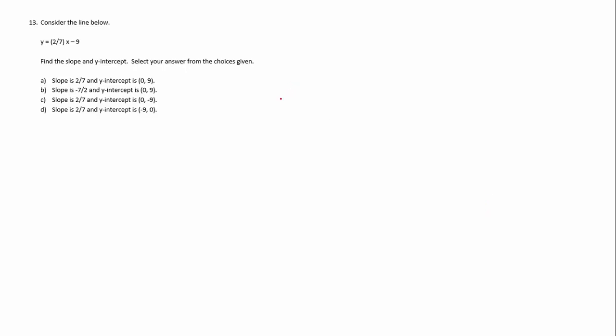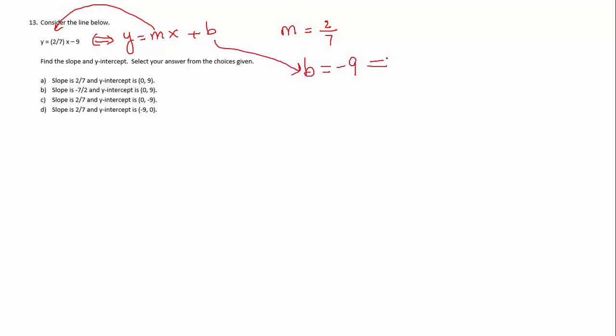Okay, the last question: consider the line below. Find the slope and the y-intercept. So remember, if you compare this to y equals mx plus b, m is 2 over 7, and b is negative 9. Therefore, the y-intercept becomes 0, negative 9. Which one is right?